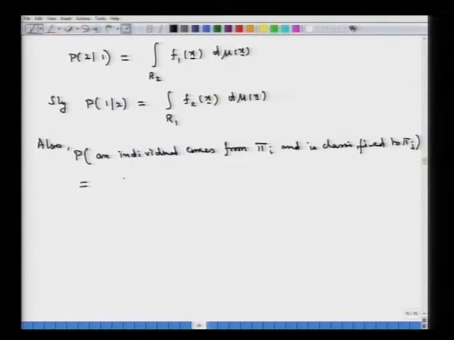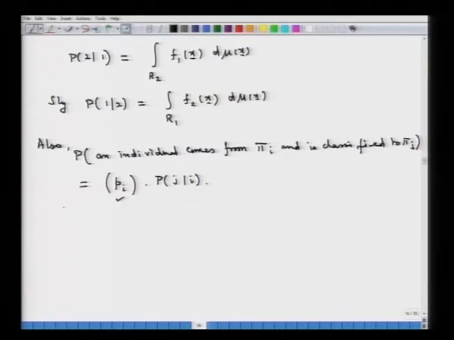So, what is this going to be equal to? This is going to be equal to the probability that an individual is coming from the first population, pi I, the probability of which is this, into the probability that an individual from pi I is classified or misclassified into pi j. So, this is P I, this is classified into j. So, this is P j given I. So, this is what we have.